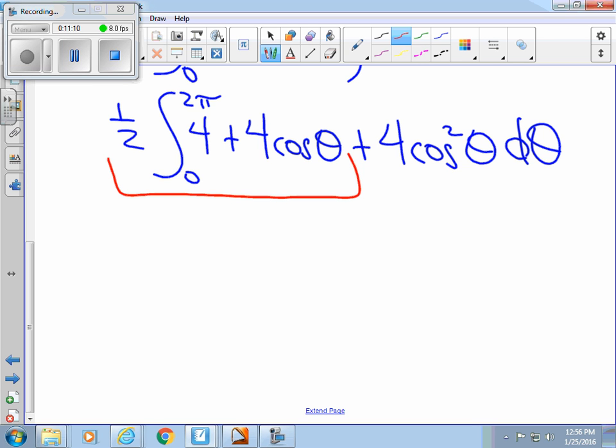Why I mention that is with Google, that's an easy question. You Google power reducing identity for cosine, and then you put that in, and what it does is it takes it down to cosine of 2 theta. It's like 1 plus cosine 2 theta over 2, or something. I would have to look it up. But you can put that in and do the power reducing identity. So those are the two options.